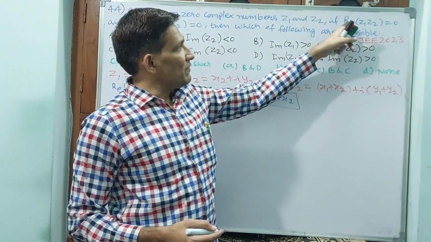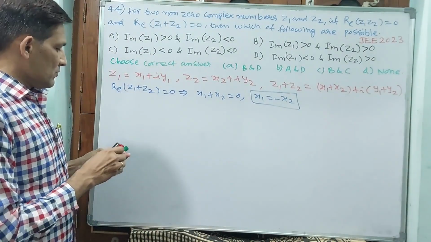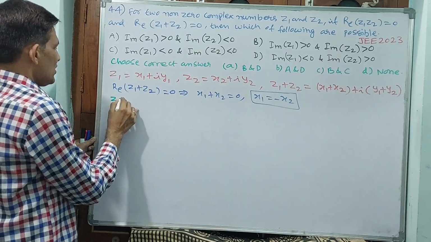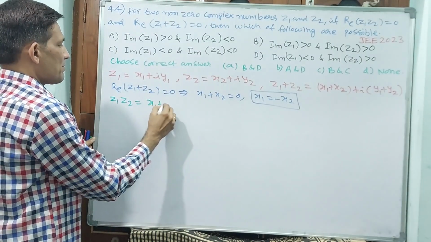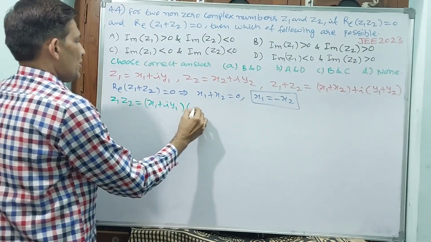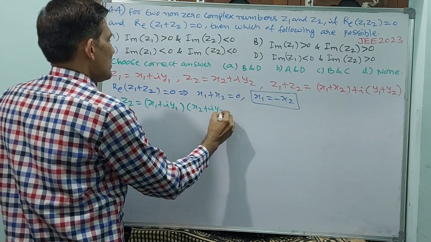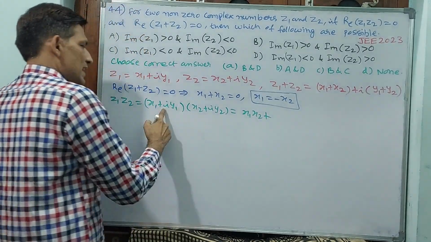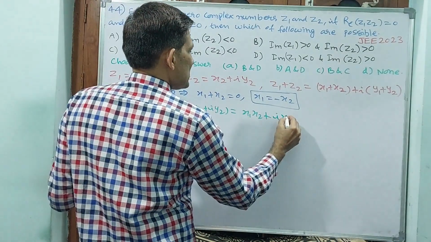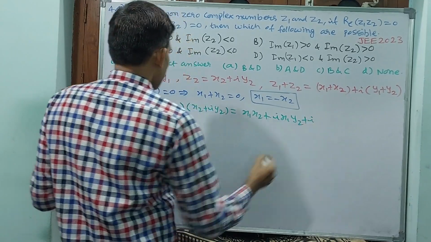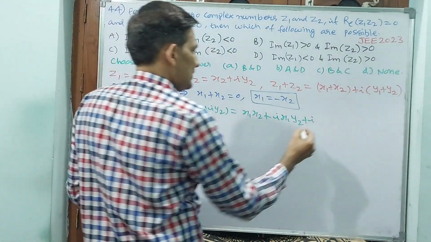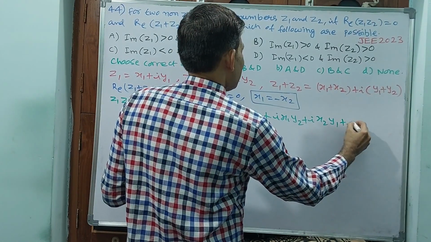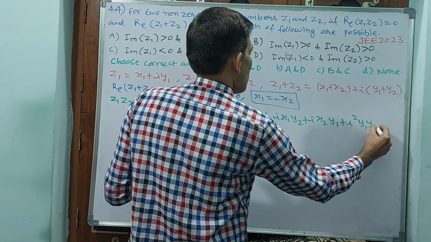Go for the first also. For the first, Z1 Z2 you have to do. Let us do Z1 Z2 also. Z1 Z2 is equal to X1 plus I Y1 into X2 plus I Y2. That is equal to X1 X2 plus I X1 Y2 plus I X2 Y1 plus I square Y1 Y2.